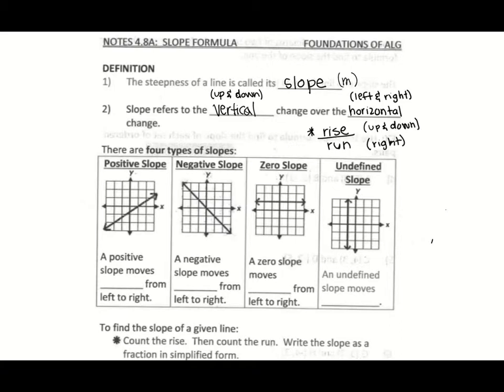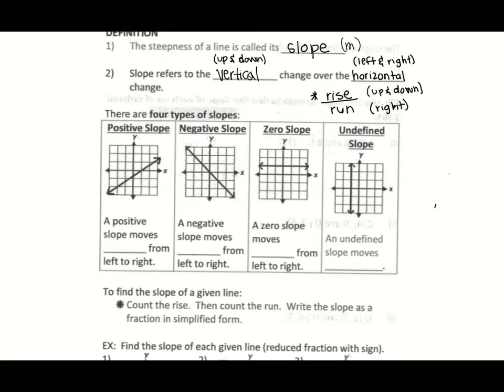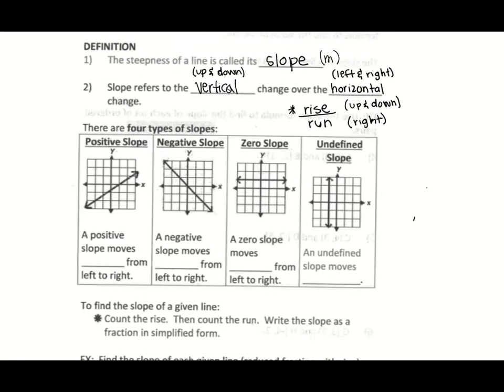On a graph, you can just count your rise over your run. And we'll do some examples like that. But first, let's review the 4 different types of slope. So we have a positive slope. That means our line, you can see it is going up from left to right. Starting from the left, we go up with our line. Positive slope moves up from left to right.